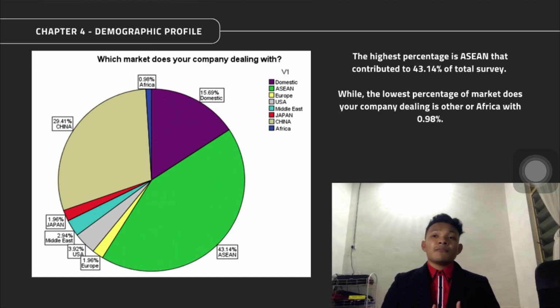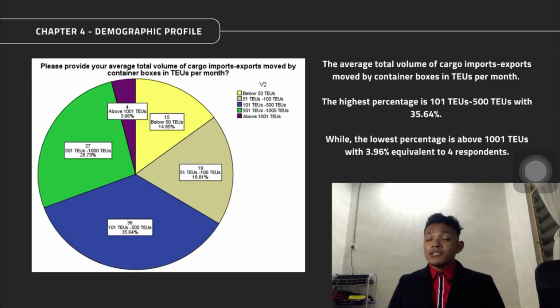Next, I will describe some demographic elements of respondents in the logistics sector. First of all, which market does your company deal with? The highest percentage is Asia, which contributes 43.14% of the total survey, while the lowest percentage is other or Africa, which is 0.98% only. Second, the average total volume of cargo import-export moved by container boat in twenty-foot equivalent units per month. The highest percentage is 101 TEU until 500 TEU with 35.64%, while the lowest percentage is above 1001 TEU, which is 3.96% only, equivalent to 4 respondents.